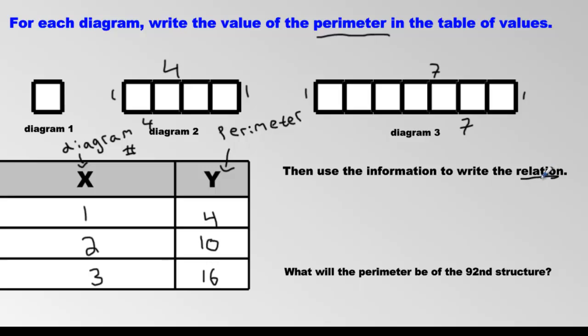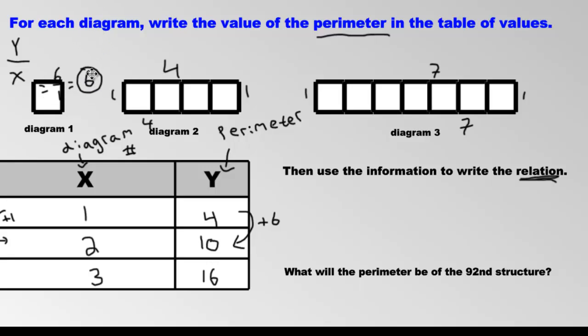Now we have to write the relation, which is a fancy way of saying the equation. I taught you a really fast way to do this. Remember the trick? You have to find the y pattern, which is plus 6 every time. Then find the x pattern, which is plus 1. Then divide the y pattern by the x pattern. When you do that, you get 6 divided by 1, and that makes 6.